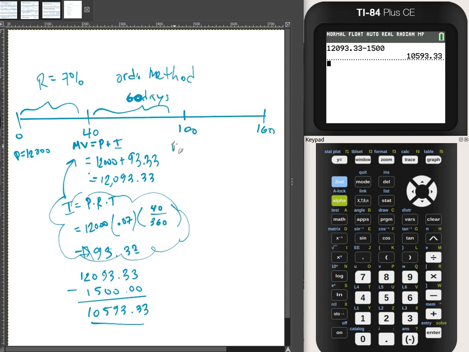So the amount of interest here, this maturity value is going to be the principal, which is this value from here, 10,593.33, plus whatever. Oh, and it's starting. I didn't want it to look jumbled, but it's doing it anyways.